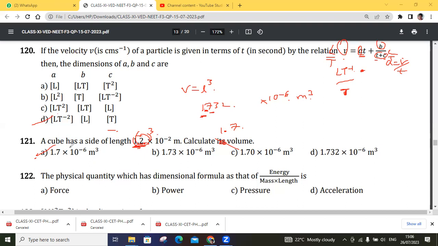Significant figures multiplication rule. Then 122. The physical quantity which has the dimension formula as that of energy by mass length. Energy is force into length, divided by mass into length. So length cancels. Work can also be equated to energy, so force into displacement. L, L cancel, force by mass. Force by mass is acceleration, since F is equal to ma. Correct? 122 is D.